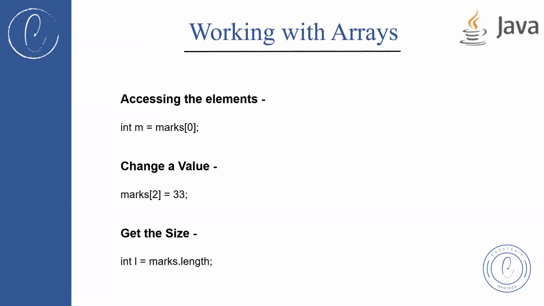This is how I access the element, and here I am creating a variable m, and then I am accessing the value present at the 0th index of my array in my m variable. We can also change the value in my array. So I am just changing the value present at the second index in my array to 33. We can also get the size of my array. To get the size of the array, we use the length property, and we just write marks.length, and then we can get the size of my array.